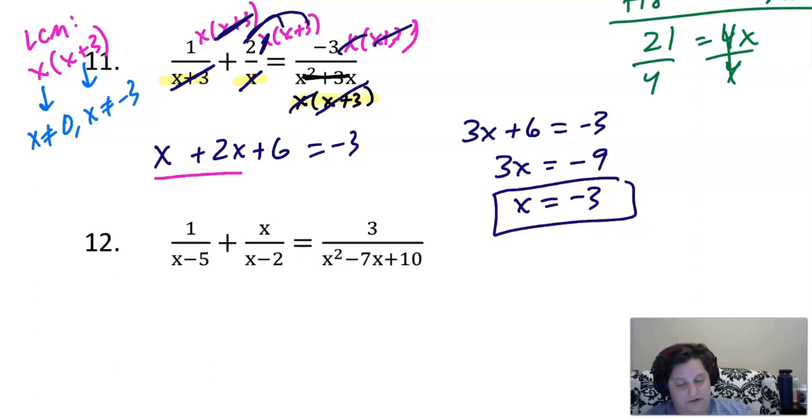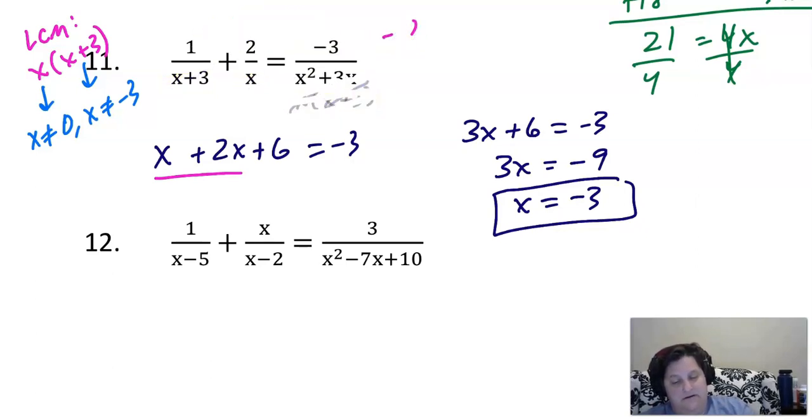Because look at what happens when I try to plug in, go back to the original problem, like pretend we didn't do any of this stuff right here, go back to the original problem. What happens when I plug in a negative 3 right there? I'm dividing by 0, okay? That is no bueno.